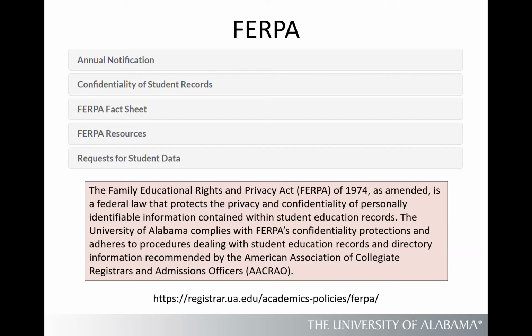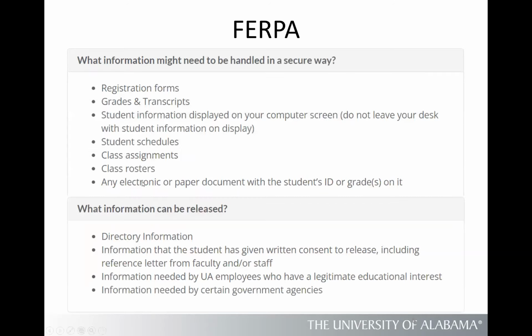The big takeaway here is when a student reaches 18 years of age or enrolls in a level of education beyond high school, they control their own educational records. Even if mom and dad or Uncle Charlie pay all the bills, the student has a right to privacy regarding their educational records. So what types of records can be handled in a secure way?